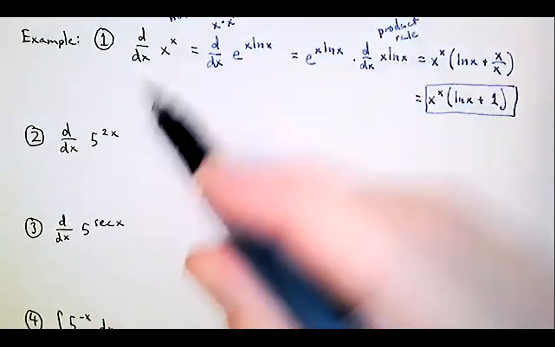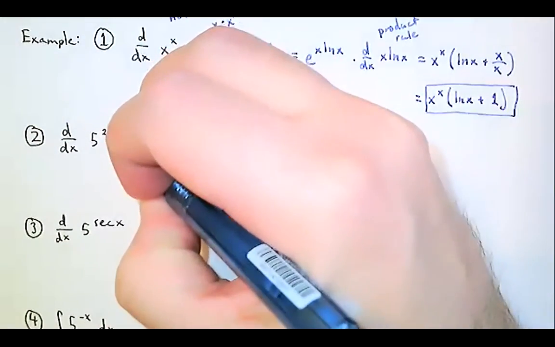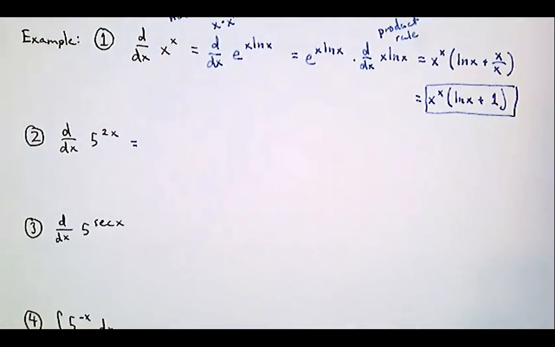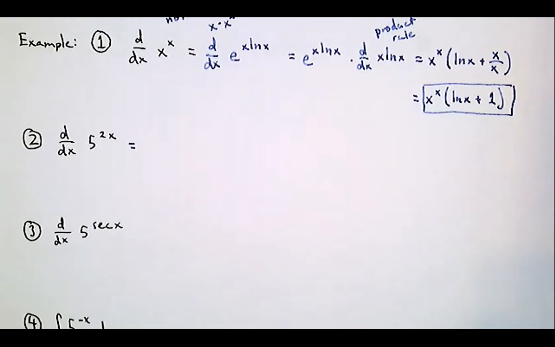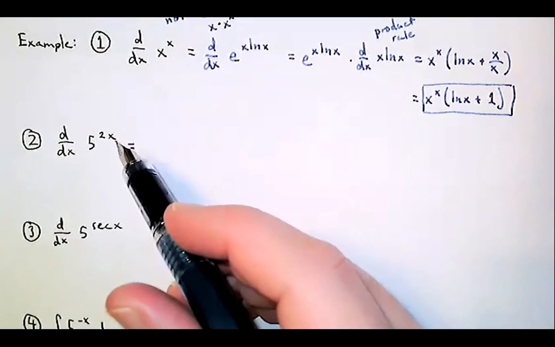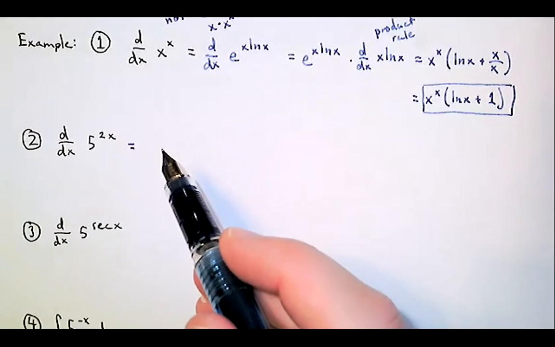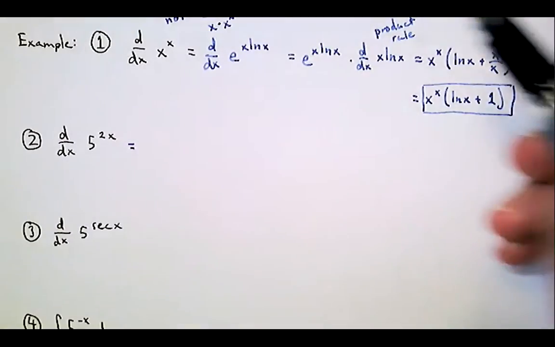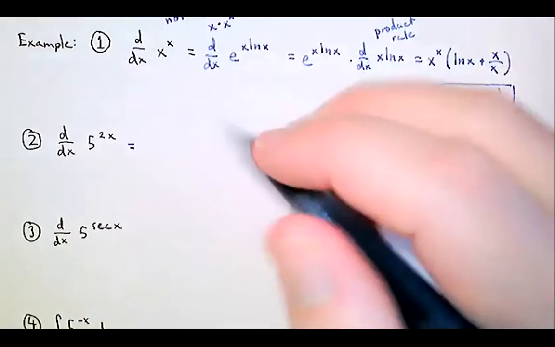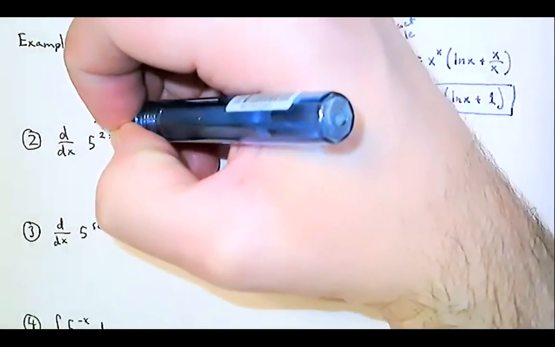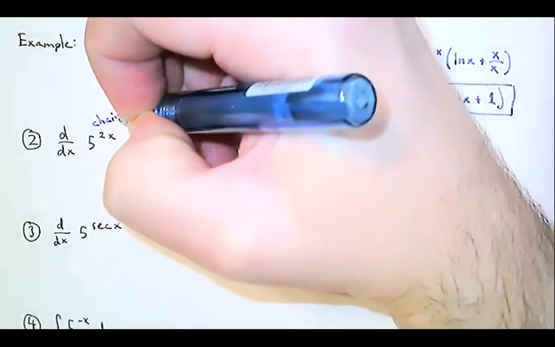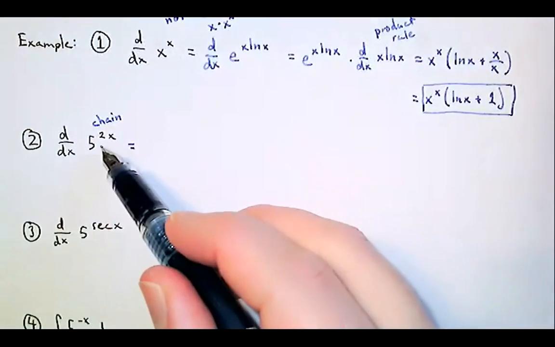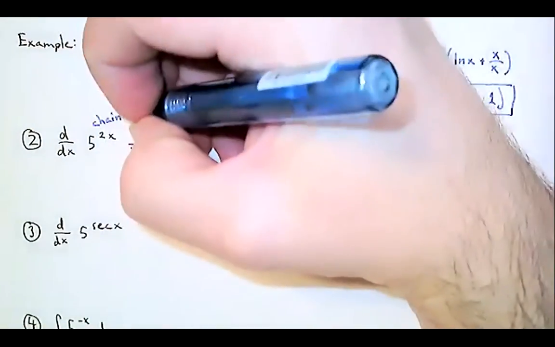So this next one is a bit simpler because we can just use the derivative rule that we learned a second ago. The derivative of a to the x is a to the x times the natural logarithm of a. But this one is a chain rule problem because we have this 2 in the exponent as well.